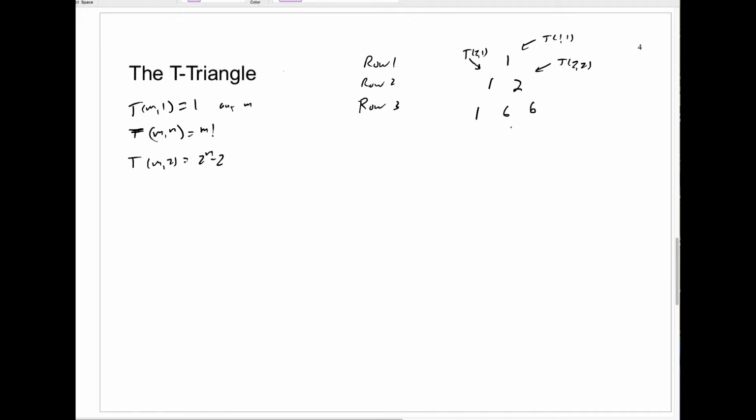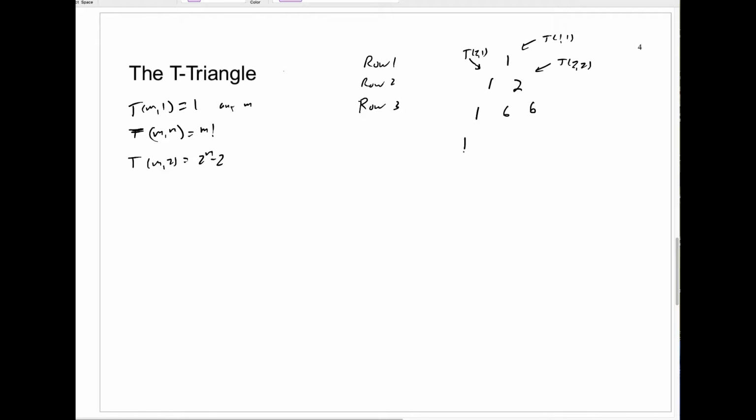And I'll stop writing the row numbers. Row 4 will have 4 elements. T41, T42, T43, and T44. Notice that the numbering for our row numbers and even our position numbers is slightly different from Pascal's triangle, when we always started with 0. For the T triangle, we're starting with row 1 on top, and each row will be indexed starting from 1 and going up to the row number.